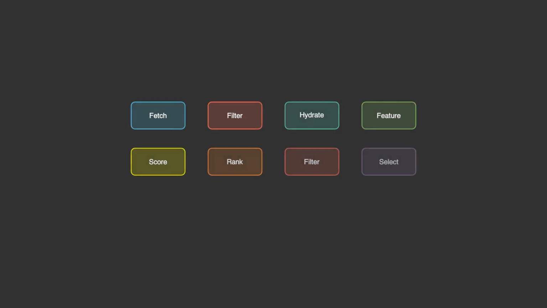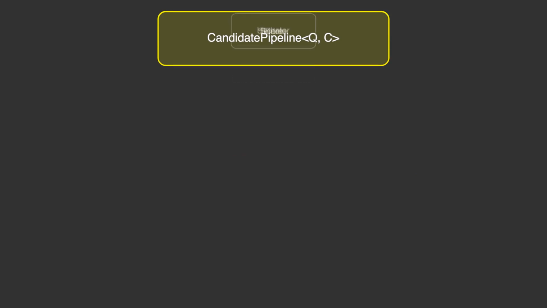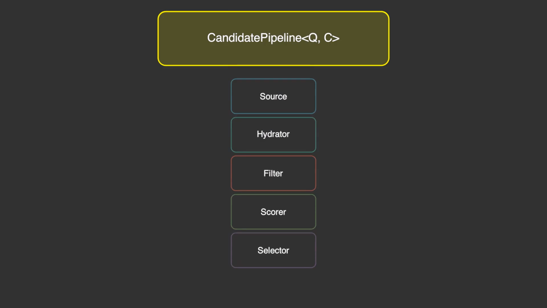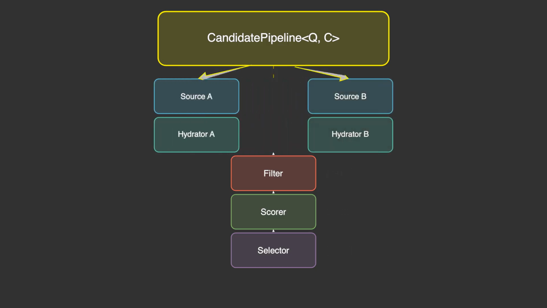This pipeline is built on the Candidate Pipeline Crate, which defines a trait-based framework. The core trait is Candidate Pipeline, and it is generic over a query type Q and a candidate type C. It expects you to provide implementations for each stage. Source for fetching candidates, hydrator for enriching them, filter for removing bad ones, scorer for ranking, and selector for picking the top K.